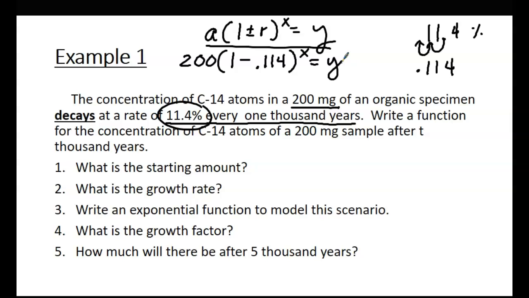So that's a good question. I'm glad you're pointing that out. The X here represents thousands of years. So if you plug in 1 for X, that means 1,000 years have gone by. If you plug in 2, then that means 2,000 years, etc.